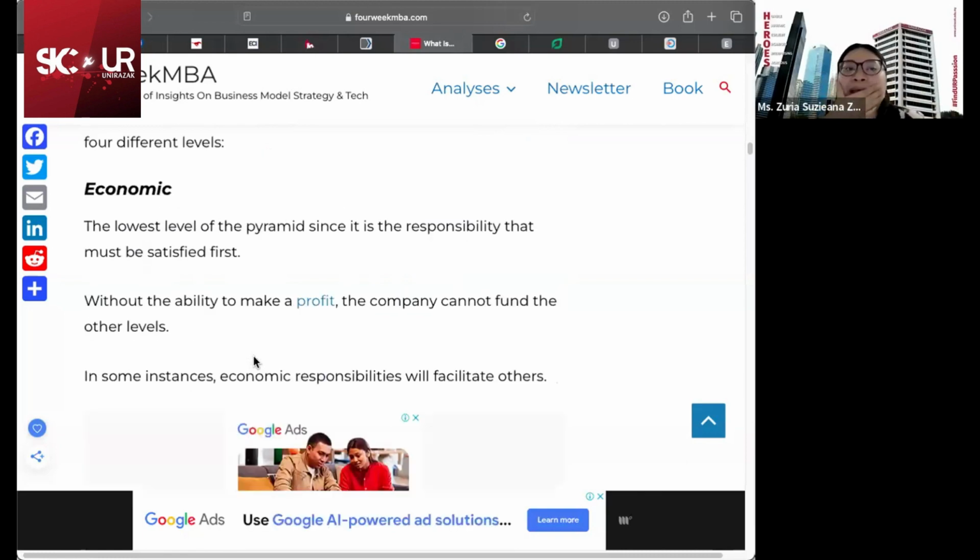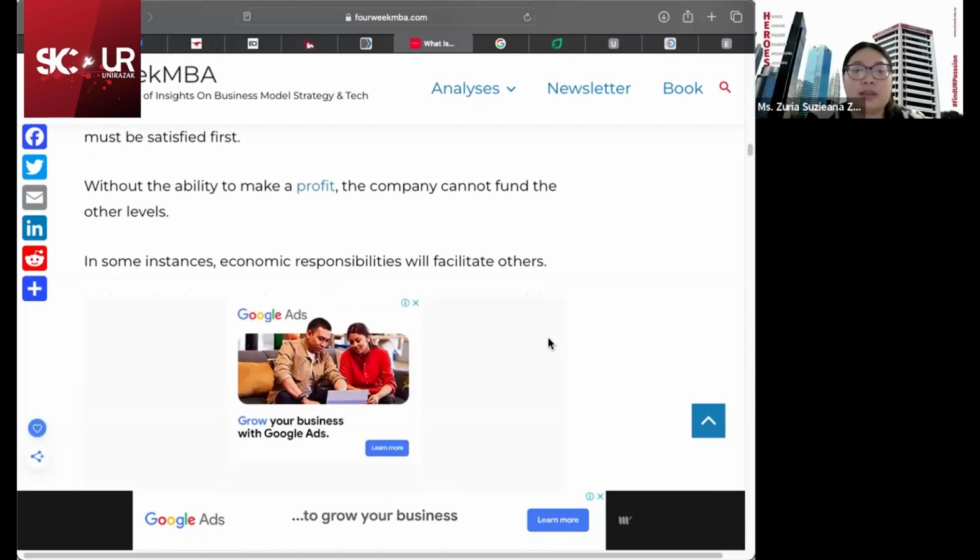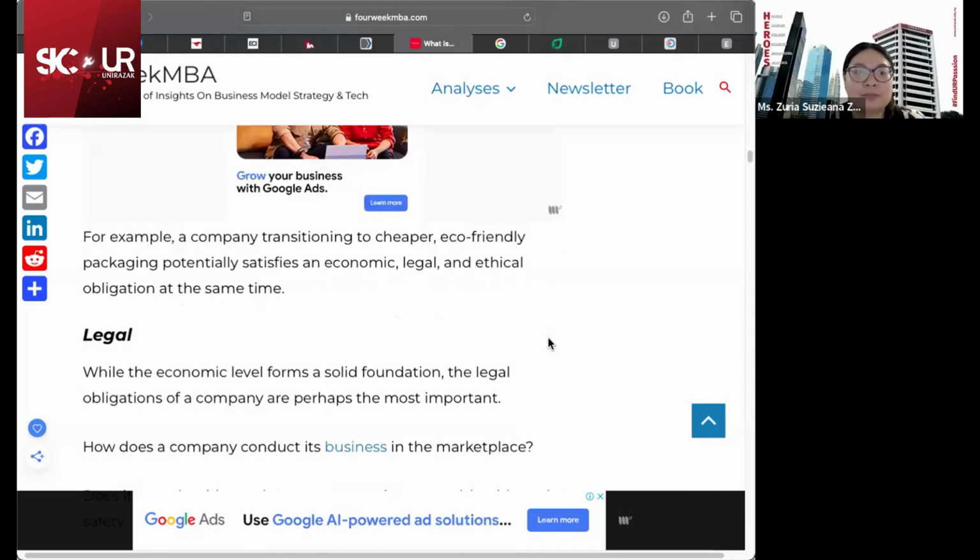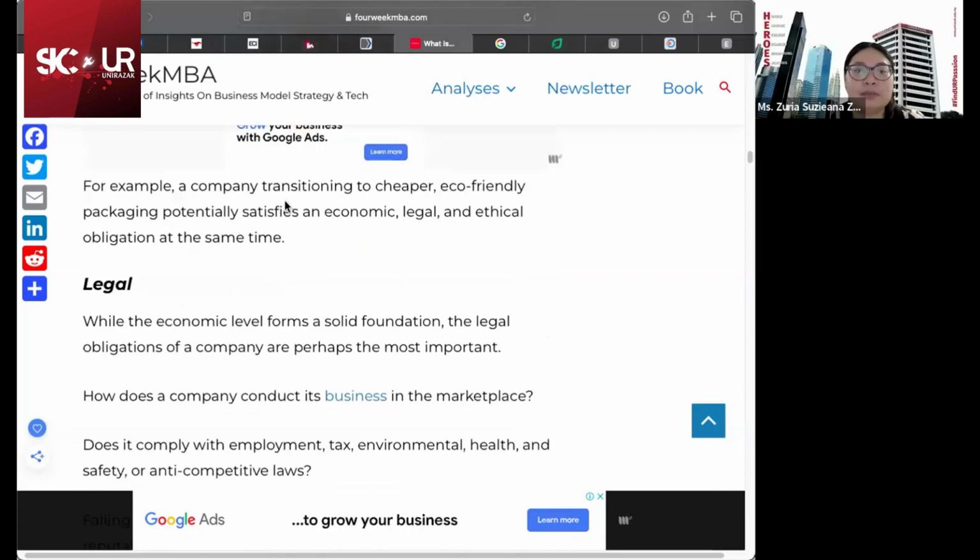Okay. So economic is the lowest level of the pyramid, since it is the responsibility that must be satisfied first, like I've mentioned to you. Without the ability to make profit, company cannot fund the other levels. Right? Sometimes economic responsibility will facilitate others. Example, a company transitioning to a cheaper eco-friendly packaging potentially satisfies an economic, legal, and ethical obligation at the same time. Right? And then legal.